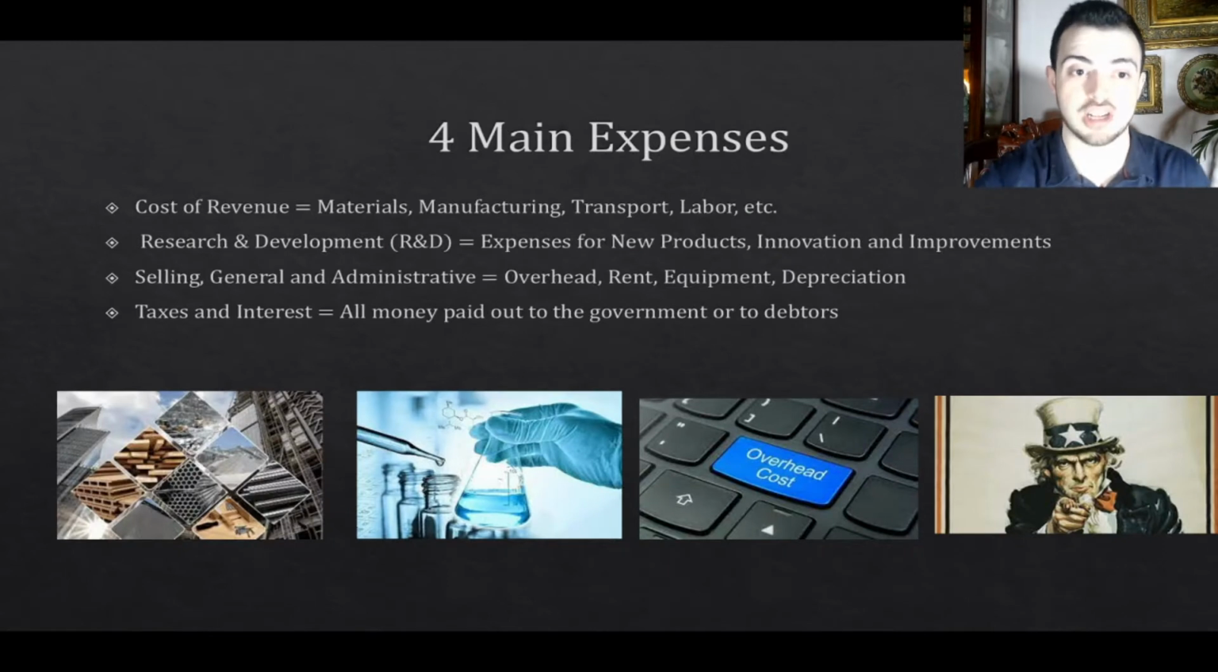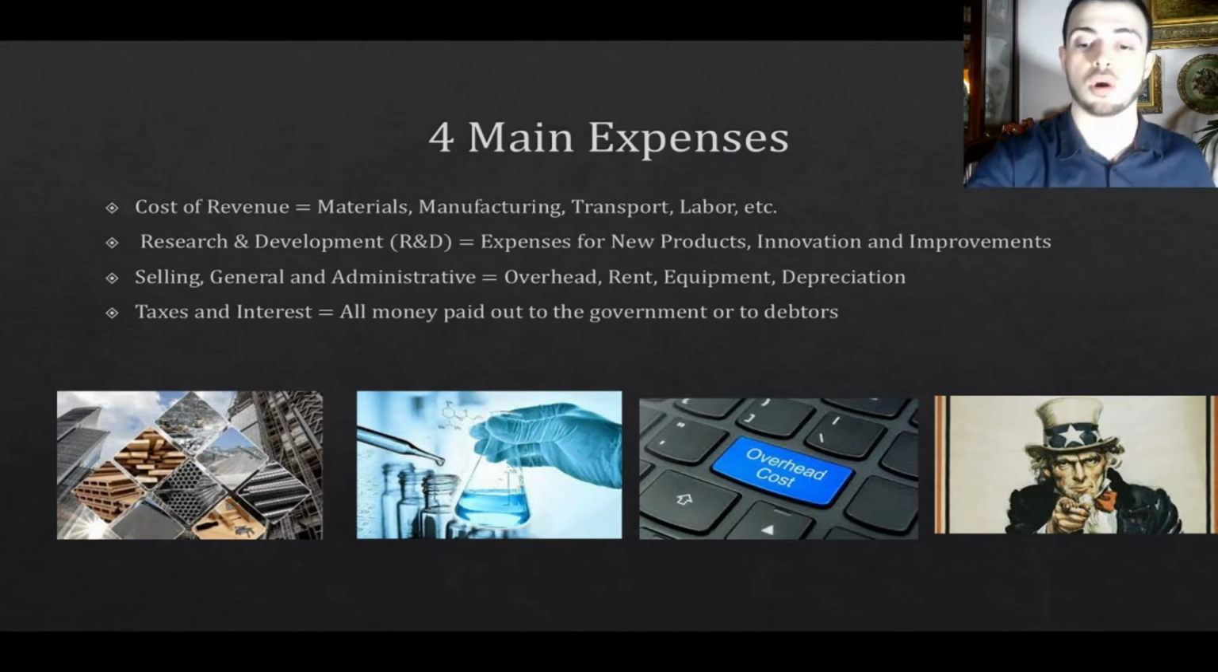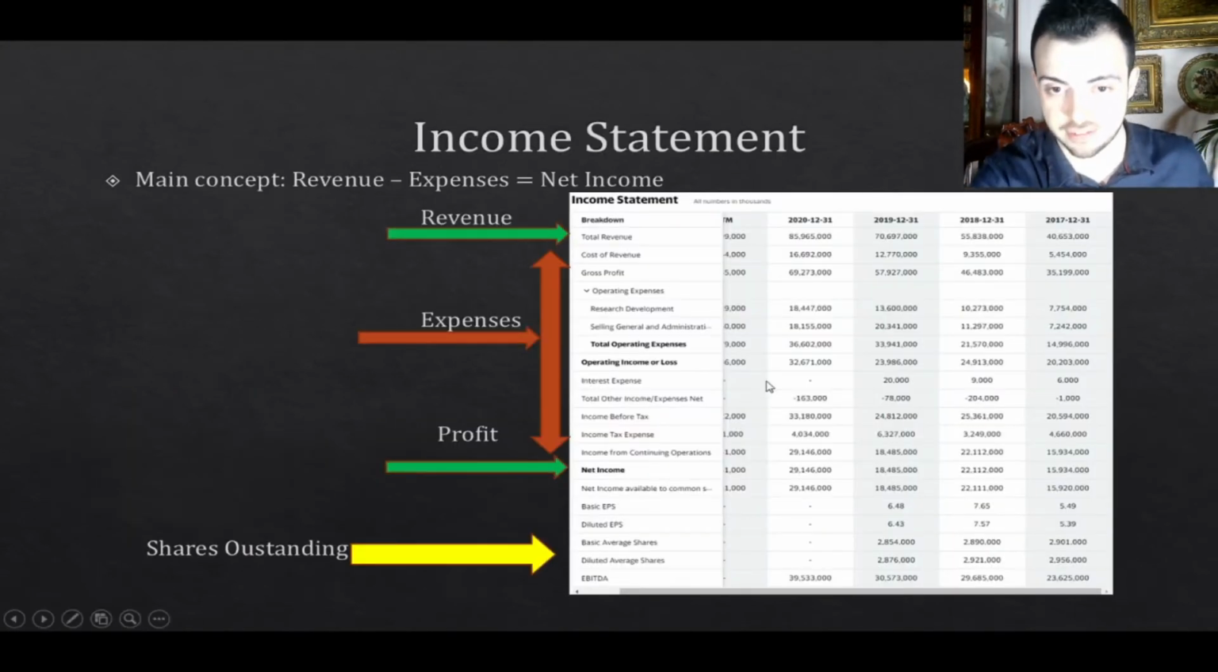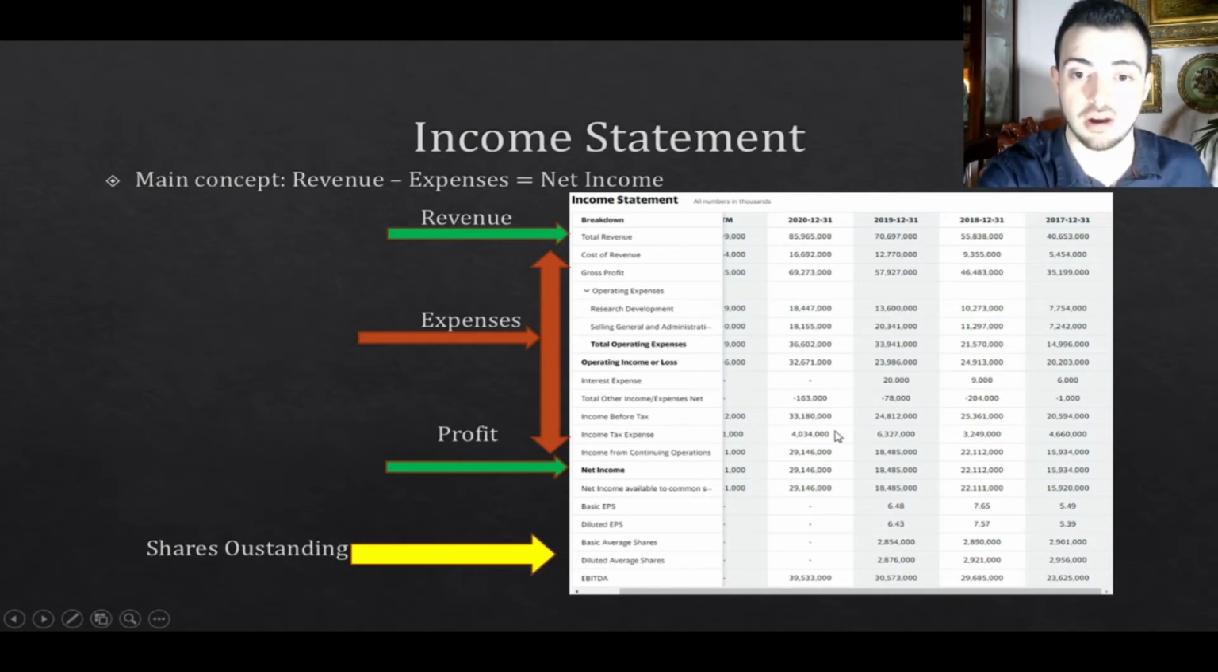And as I mentioned, our last expense is taxes and interest. So that's all the money paid out to either the government or to debtors. And here we have a lot of the examples. So interest expense, Facebook has zero long-term debt, so they don't have a number here, but they have paid a little bit in the past. Then we have income tax expense, which is 4 billion right here. And then we have finally our net income.